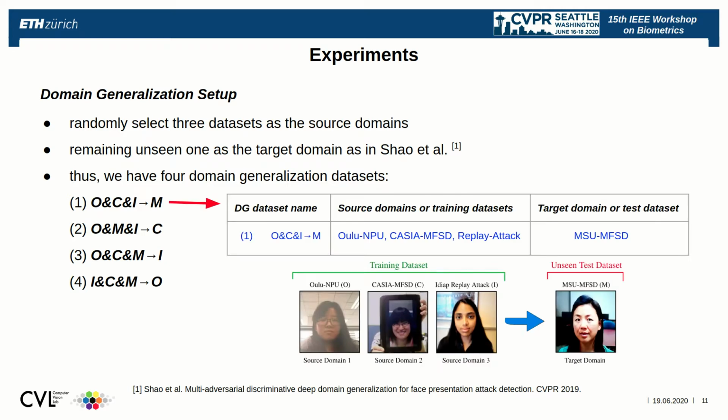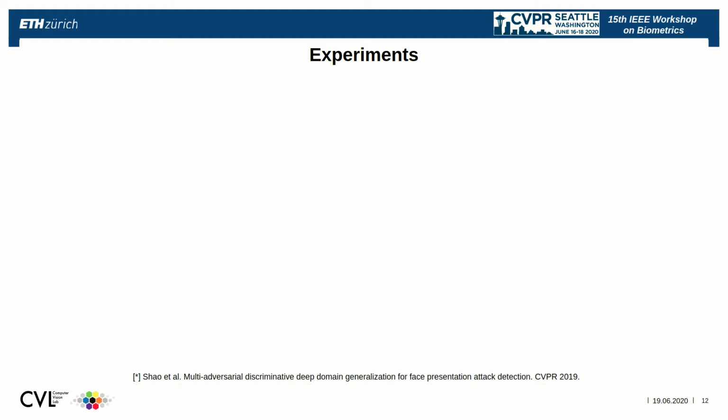For example, the first dataset O and C and I arrow M denotes the domain generalization setup where the model is trained on 3 source domains OULU NPU, CASIA MFSD and replay attack and tested on the unseen target domain MSU MFSD.